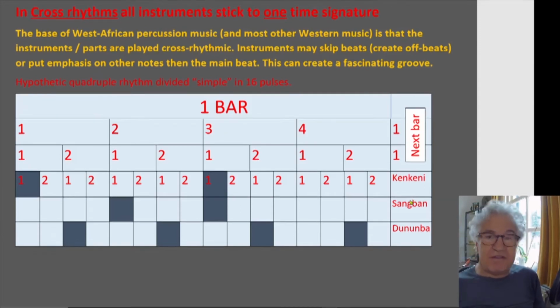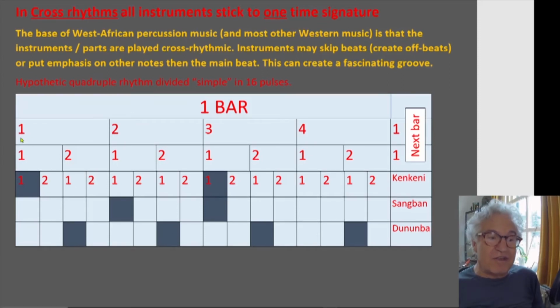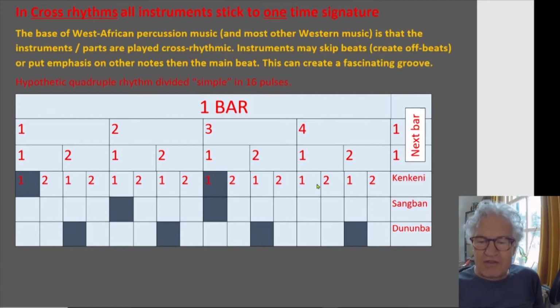Then the sangbam, he does something else. He jumps over the one and he makes a beat on the 2 and the 3. So here the 2 drums coincide. And the dunumba, he doesn't start drumming on the first beat of the 1, but on the second, and so on and so on.